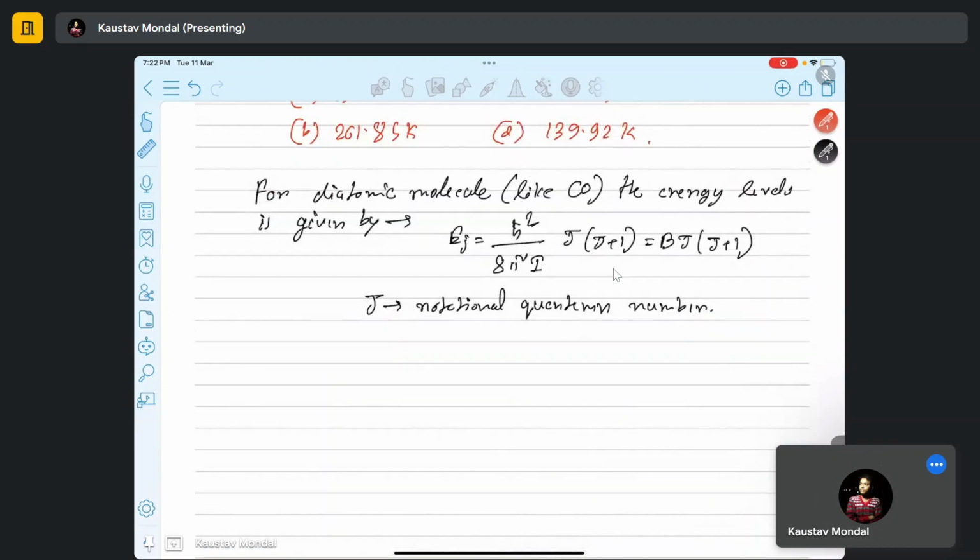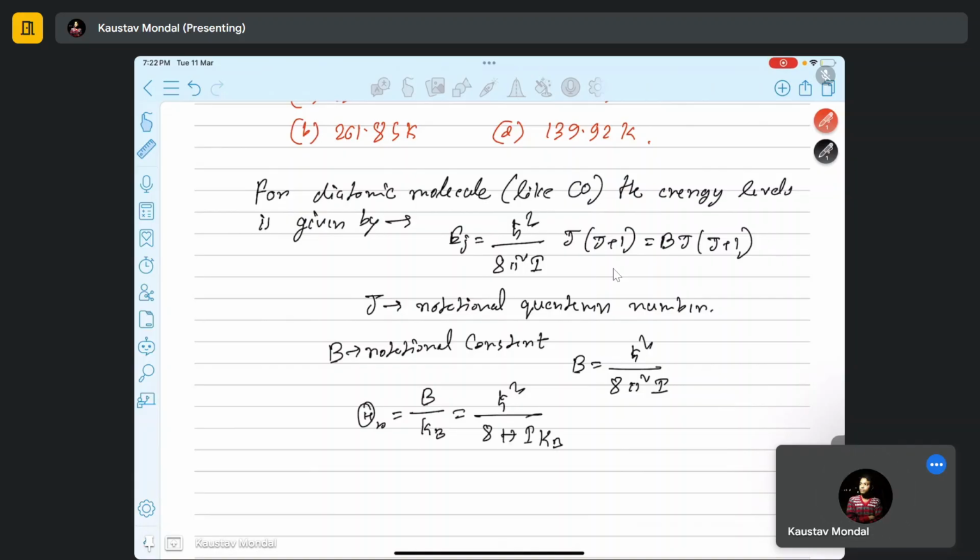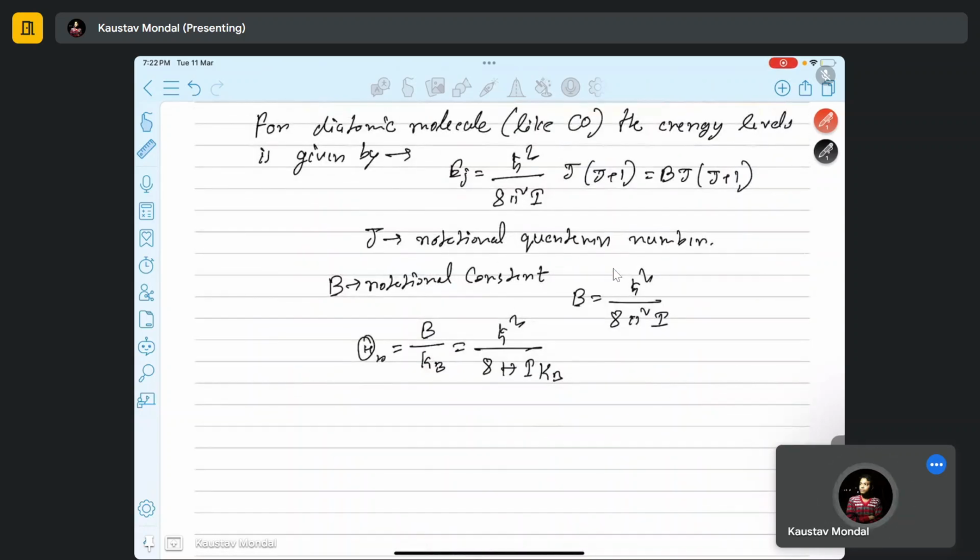And B is the rotational constant, and the value of B is given by h square by 8 pi square I, and theta is E by kB, which is h square by 8 pi square I kB. Theta is nothing but the characteristic rotational temperature. These are the basic constants and other concepts.